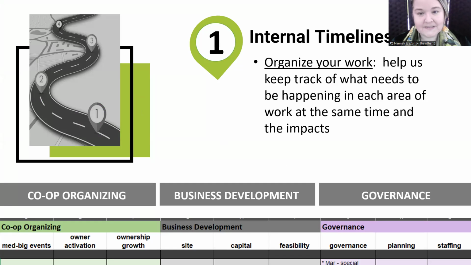Internal timelines organize your work. That is their number one purpose. There are multiple purposes, but the number one purpose of internal timelines is to organize your work, to help you keep track of what needs to be happening in each area of work at the same time and the impacts they have on each other in getting things done.